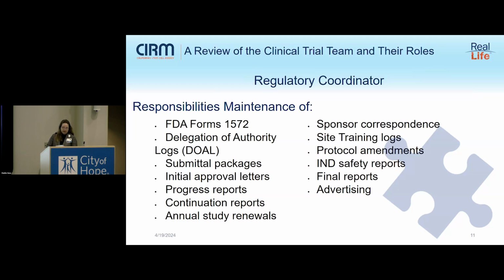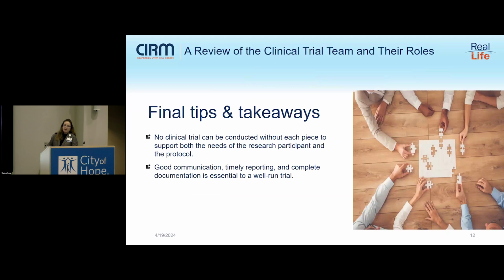So the final takeaways is that no clinical trial is conducted by any one person, while the PI is over all of these efforts and is ultimately responsible for the study as conducted at that site. He or she does not do it without the support of an entire team. And so how we do that is good communication, timely reporting, and complete documentation, which is essential for a well-run trial.